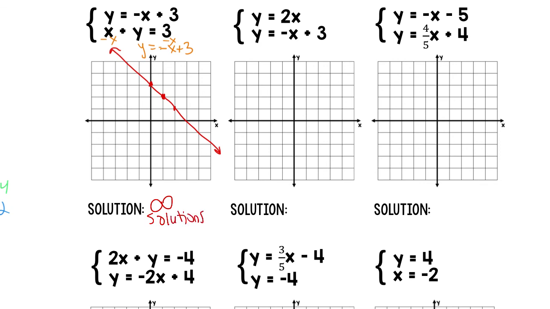So their solution is an infinite number of solutions. Really, don't write that. I mean, I guess you can, but really the correct solution, we would write infinitely many.